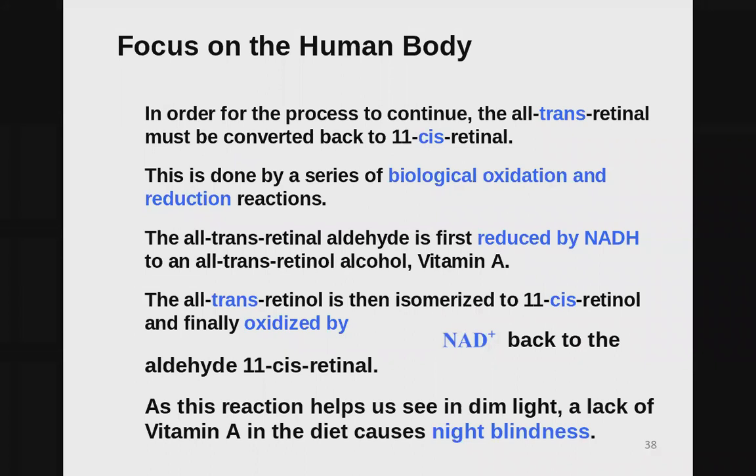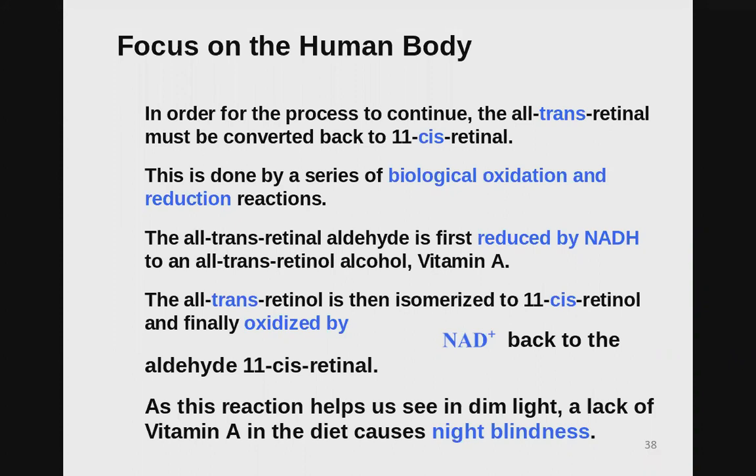So we actually have to convert all the trans retinol back to cis retinol. Now, this is done by a series of biological oxidation and reduction reactions, the pairing of them together. All trans-retinal aldehyde is first reduced by NADH, which is just a compound, to all trans-retinol alcohol, vitamin A.